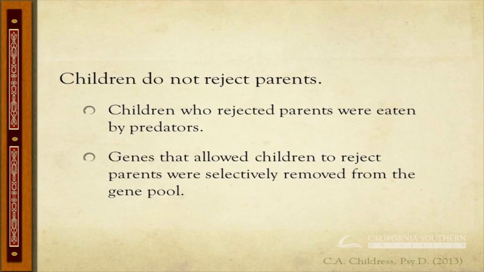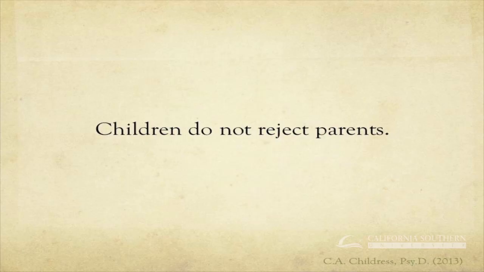Children do not reject parents. Let me run that by you again. Children do not reject parents. Children who rejected parents were eaten by predators. Genes that allowed children to reject parents were selectively removed from the gene pool. So the moment you see the child judging a parent and rejecting a parent, that's not an authentic attachment system. Who rejects parents? The other spouse. Husbands reject wives. Wives reject husbands. So I've got parental influence going down to the child and suppressing the child's natural attachment bonding system, because I've got a child rejecting a parent.